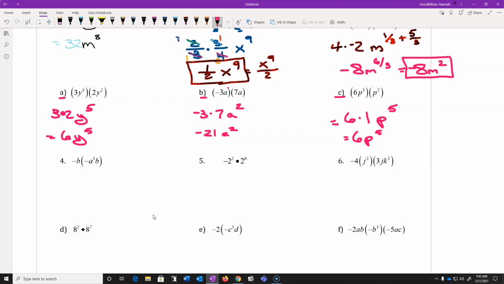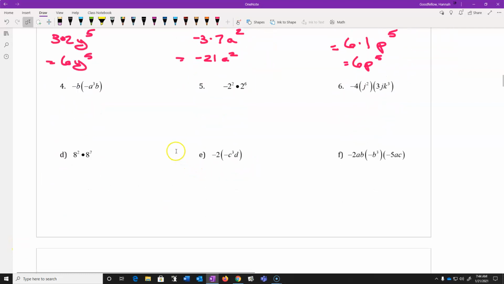Keep note that if you don't have an exponent, those are 1's that are sitting on those. So those two added together, a to the 2nd power. And then down here on the end, 6 and 1, it's in the front on this guy. So 6 times 1 and p to the 5th power. So hopefully you got all of those correct.